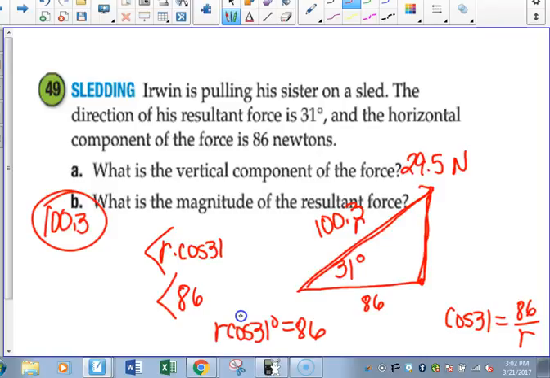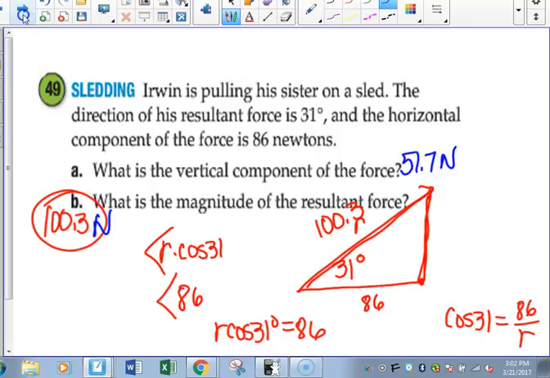I probably typed something wrong. It should be 100.3 times the sine of 31. 51.7? Yes, no matter which way you did it, you should have got 51.7. All right, that was a good question. Kind of helps us do some things backwards, but there's not one just like that on the quiz.